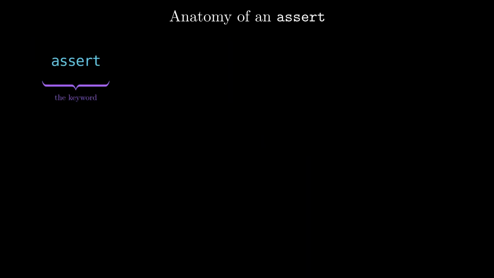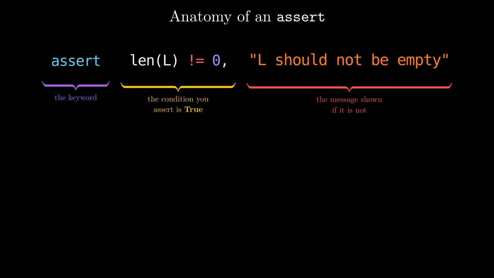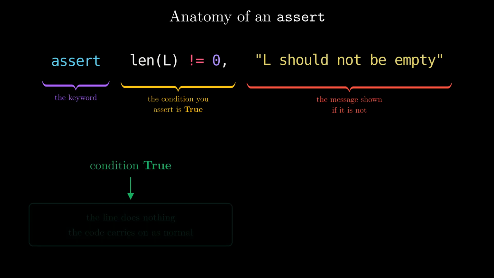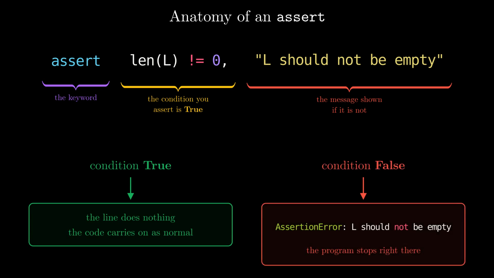Here's the form: the assert keyword, then a condition you're asserting to be true, then a comma, and a message. To require a non-empty list, assert that the length of list L is not equal to 0 with the message "L should not be empty." If the condition is true, the line does nothing and the code carries on as normal. If it's false, Python raises an assertion error, shows the message, and the program stops right there.